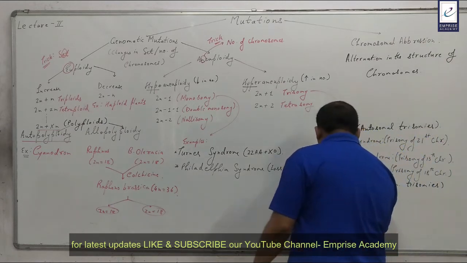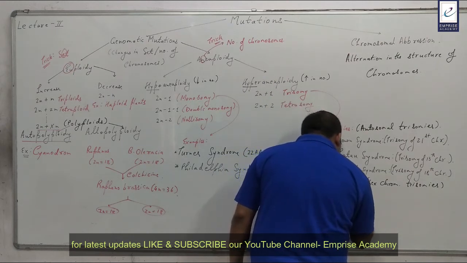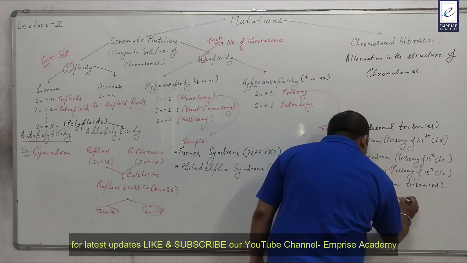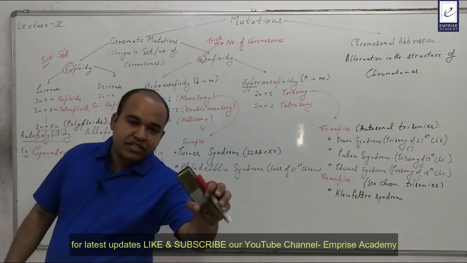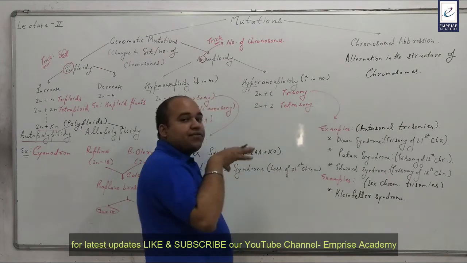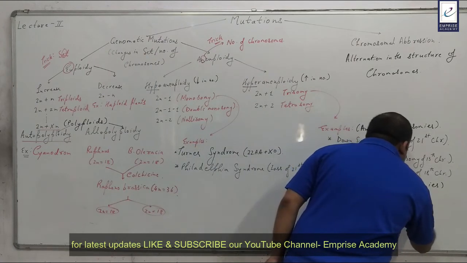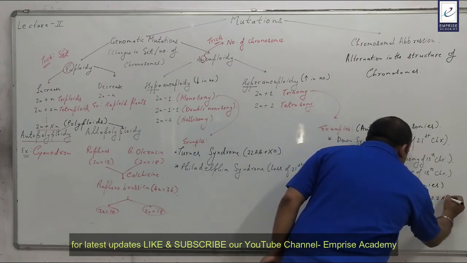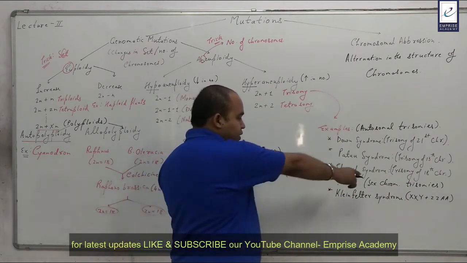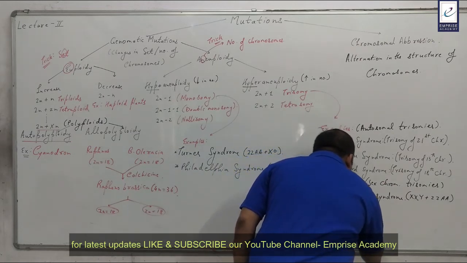Which are these? The first one is called Klinefelter syndrome. Now what happens in the case of Klinefelter syndrome? Klinefelter syndrome can be represented as XXY. We write Klinefelter syndrome as XXY, XXY plus 22 autosomes. It occurs exclusively, found only in males.